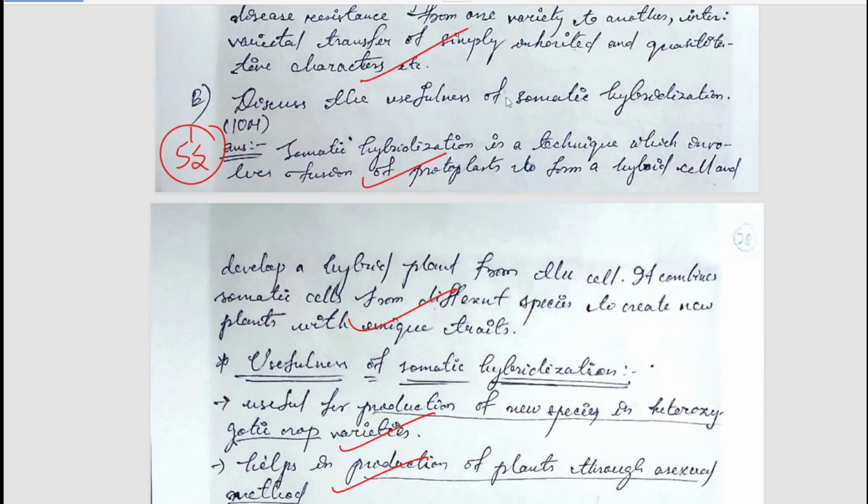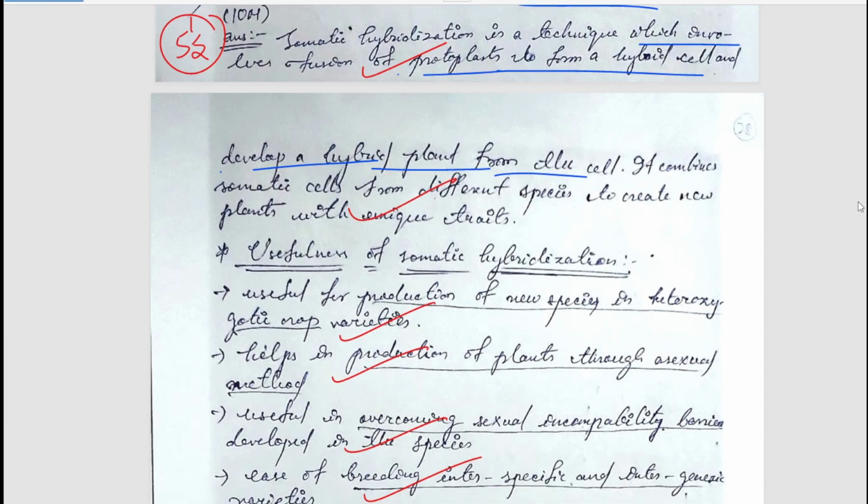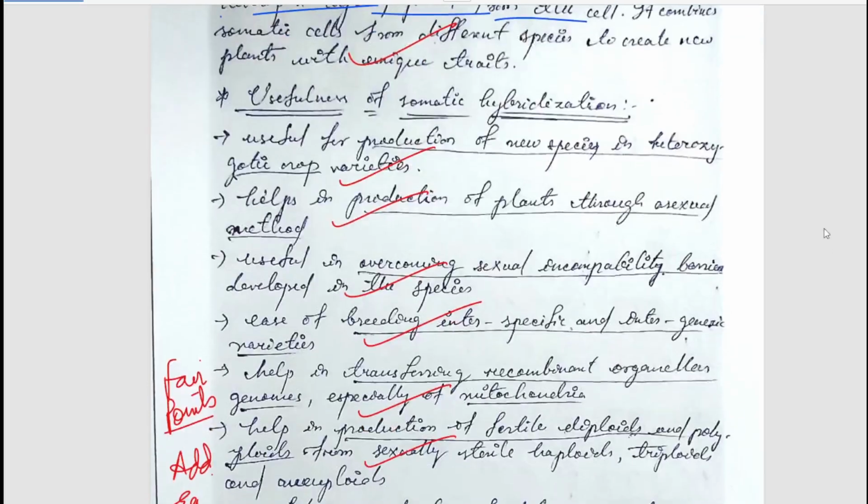The next question is, discuss the usefulness of somatic hybridization. We all know what somatic hybridization is. It is a technique which involves fusion of protoplasts to form a hybrid cell and develop a hybrid plant from the cell. So basically here we fuse protoplasts to form hybrid cells. So what are its applications?